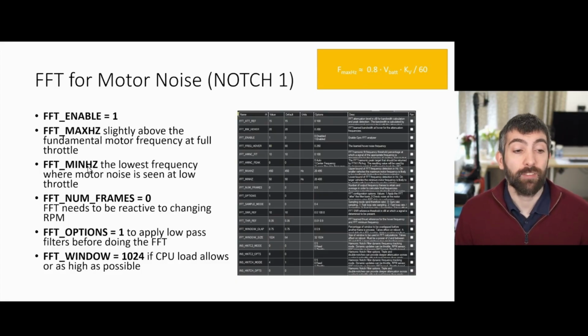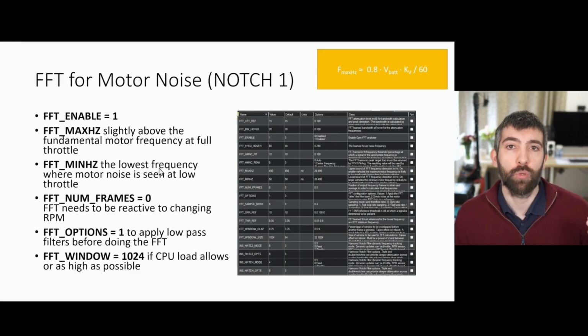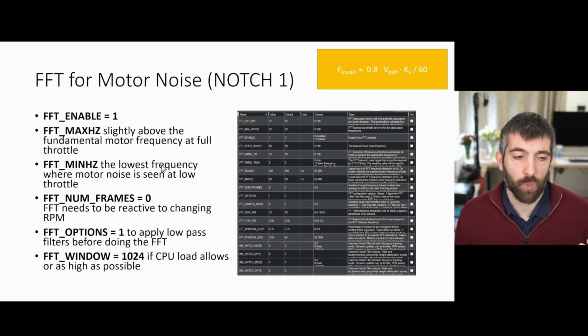You want to set FFT min hertz to the lowest frequency where motor noise is seen in your log. So you can obviously find that by very gradually throttling up from zero throttle and just seeing when motor noise starts to appear, what frequency it starts to appear at. You want to set FFT num frames equal to 0 because FFT needs to be reactive to changing motor RPM. It's not going to be possible if you average multiple frames.